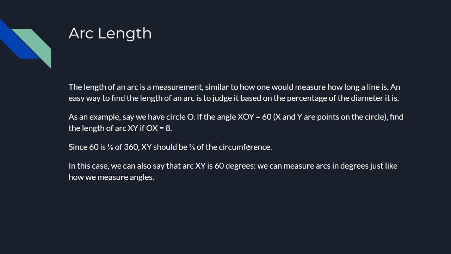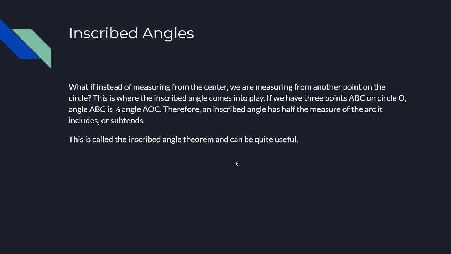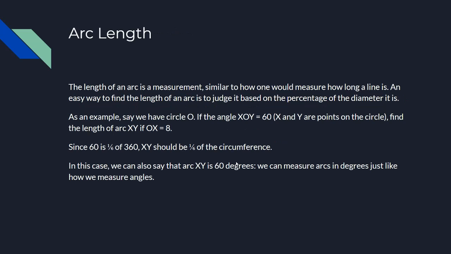And so in this case, how we would find the length of the arc is, since we know that OX is equal to 8, that's the radius, so the diameter is going to be 16, so the circumference must be 16 pi, so our answer would just be 16 pi divided by 6, right? So that would be 8/3 pi. So that's how we find the length of an arc.